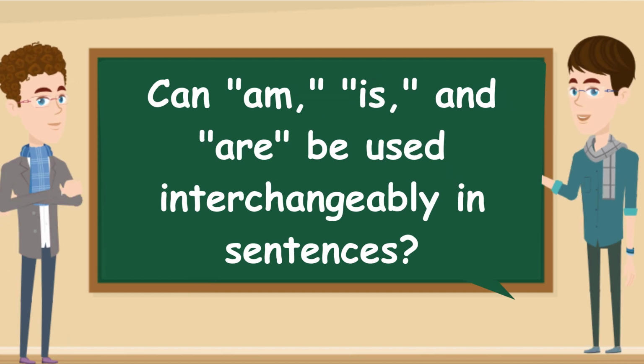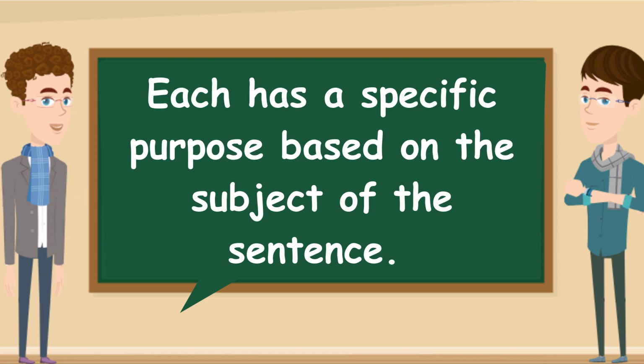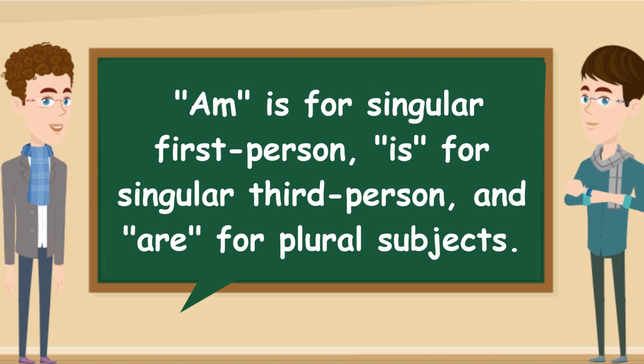Can am, is, and are be used interchangeably in sentences? No, they cannot be used interchangeably. Each has a specific purpose based on the subject of the sentence. Am is for singular first person, is for singular third person, and are for plural subjects.